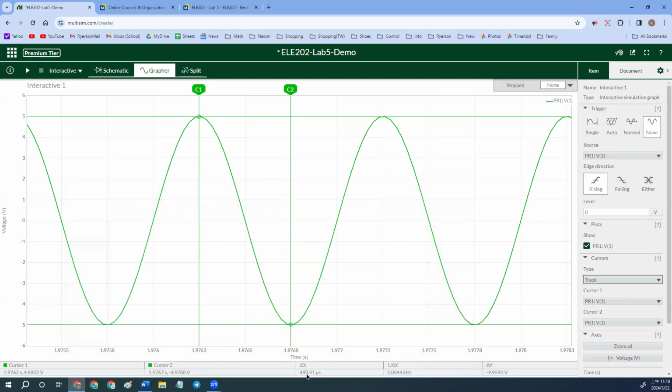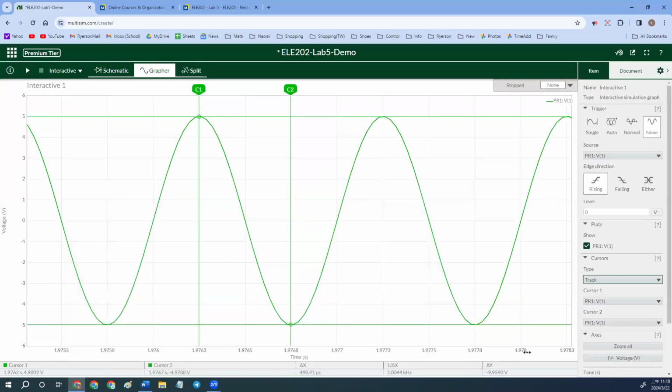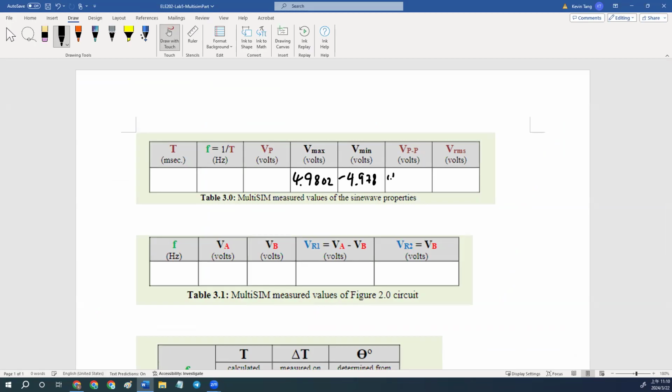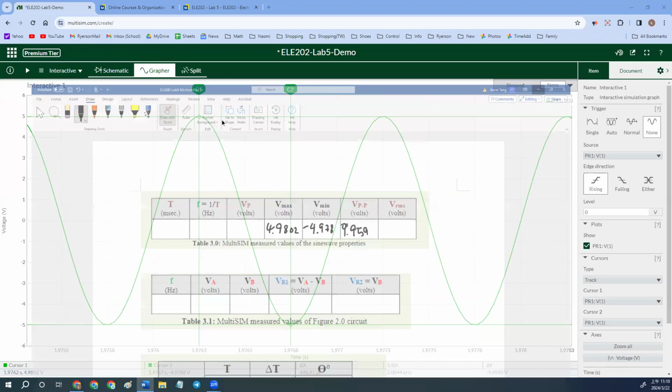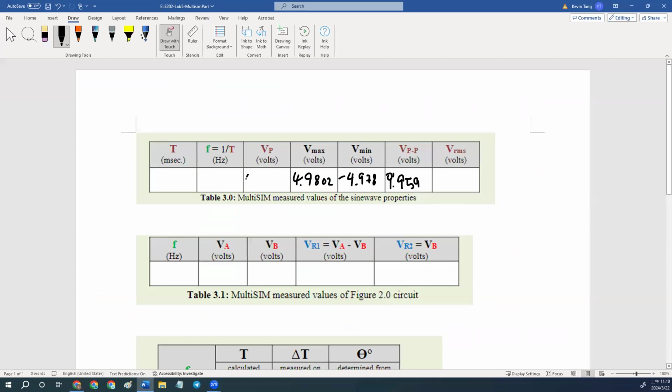Then you're going to see delta y. On the delta y part, it's 9.959. That's the peak-to-peak voltage, so you're going to write 9.959. And the peak voltage is just the same as Vmax, because this is a peak. It could be this one or this one; it doesn't really matter which one you choose, they are all the same.